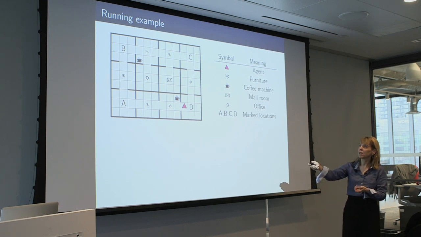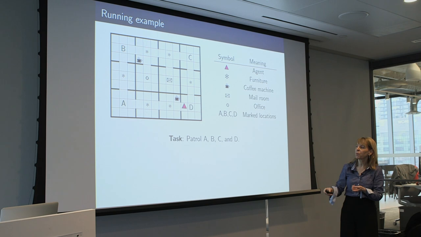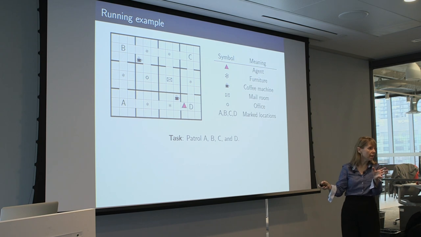It's a big office space with four locations: A, B, C, D. The little snowflakes are furniture. There are two coffee machines, and there's an office. The task that we want to perform is to patrol A, B, C, D. We just want somebody to be walking around in perpetuity. At least this is a task that I'd like to do now.